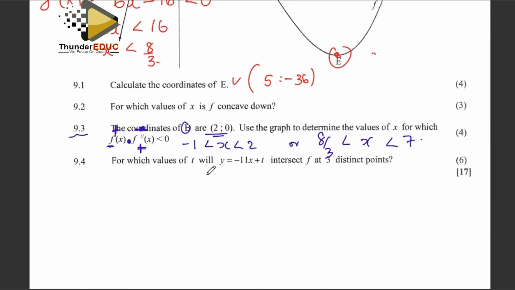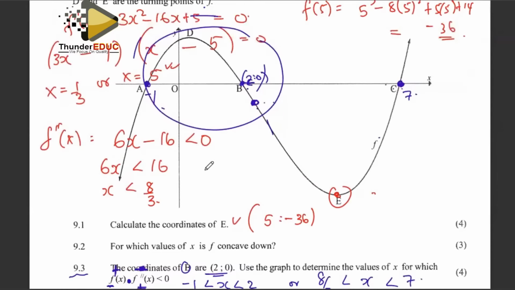Then for which values of t will the graph y equals negative 11x plus t intersect the graph? So if it's a negative gradient, it simply means the line is moving in this sort of direction.